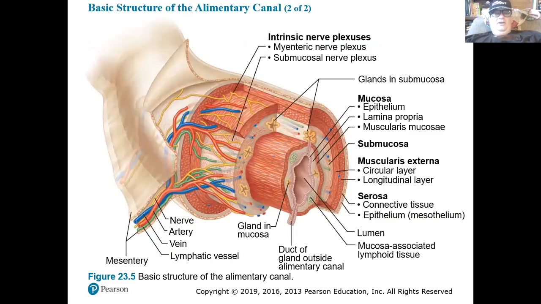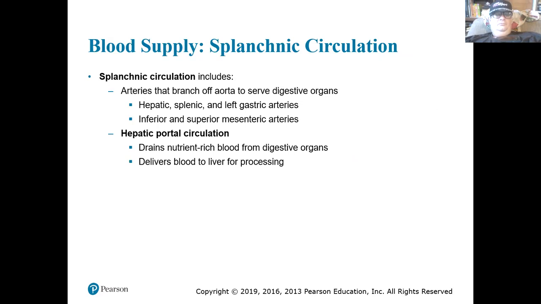We did that already. So, all right, let's talk about the splanchnic nerve. Arteries coming off the aorta go to digestive organs. The hepatic artery, the splenic artery, and the left gastric artery. All right.